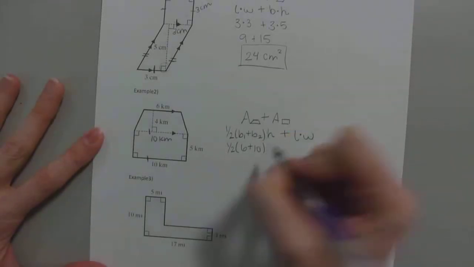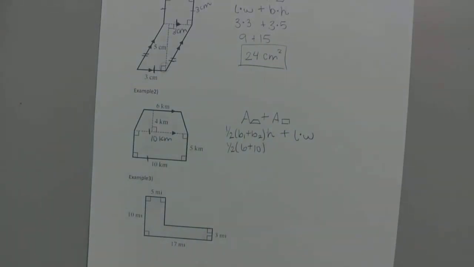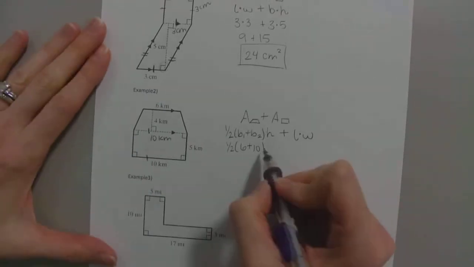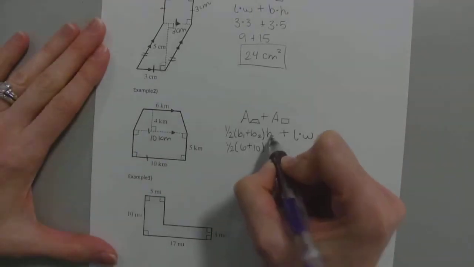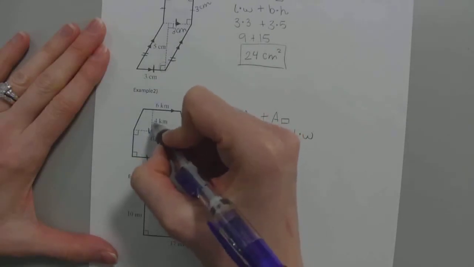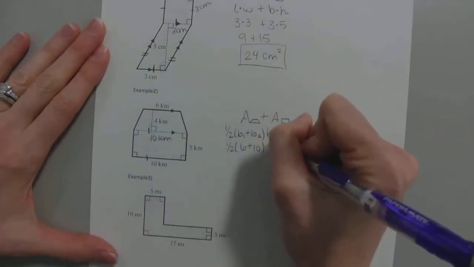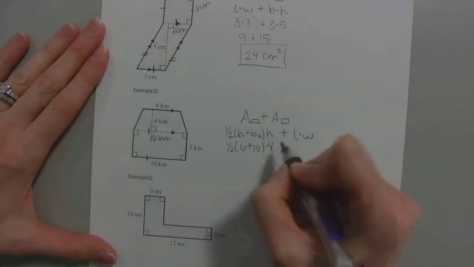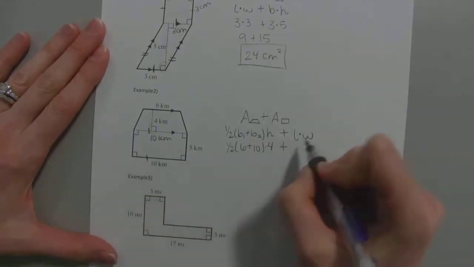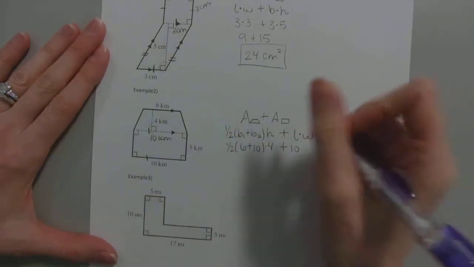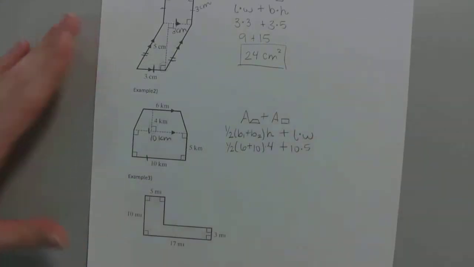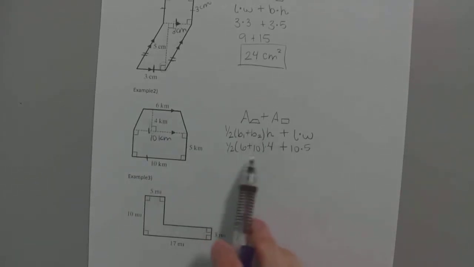So they don't label everything exactly. So B2 is 10. Because B2 goes along this base down here, which is the same as the base of that rectangle. All right. We can't forget that this is just averaging the bases. We still need to multiply by our height, but remember your height is always what makes that right angle. The height is 4. All right, the rectangle is the easy one. Length, which is 10, times width, which is 5.